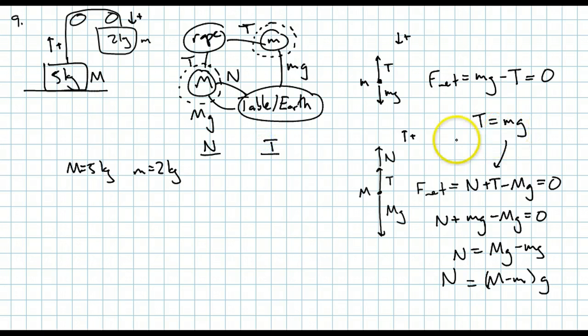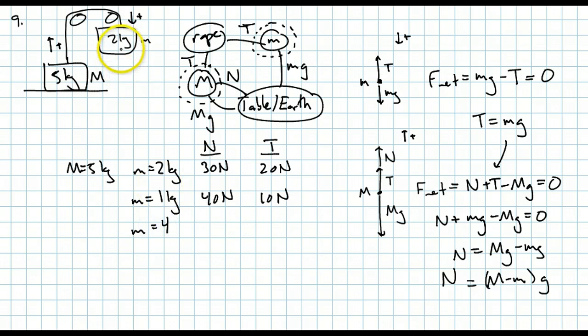which would make the tension force 2 kilograms times 10 newtons per kilogram, or 20 newtons. And that would make the normal force, this difference here is 3 kilograms times 10 newtons per kilogram, or 30 newtons. If m is 1 kilogram, then this would be 1 kilogram times 10 newtons per kilogram, or 10 newtons, leaving this to be 5 kilograms minus 1 kilogram, 4 kilograms times 10 newtons per kilogram, or 40 newtons.